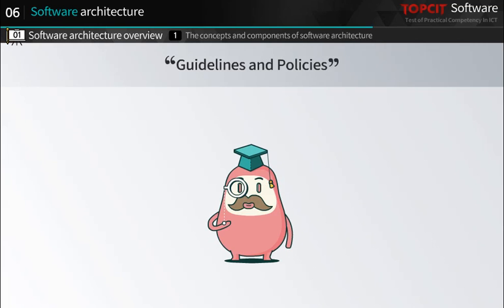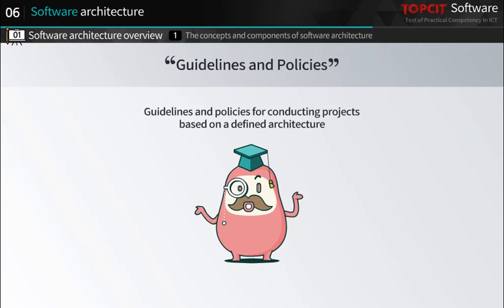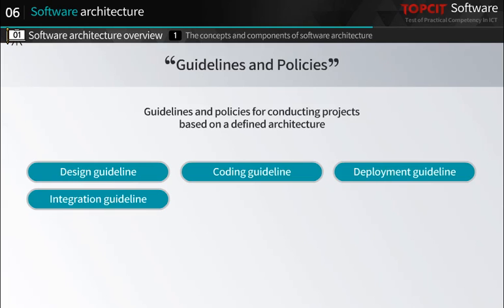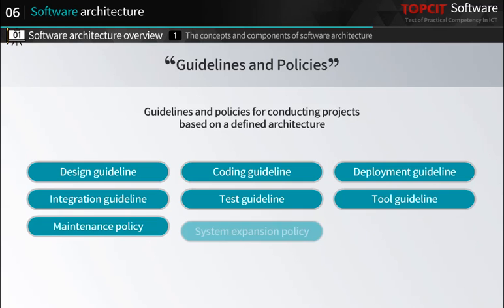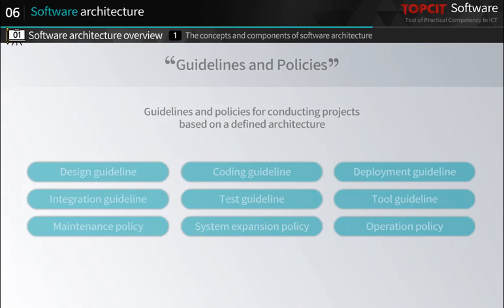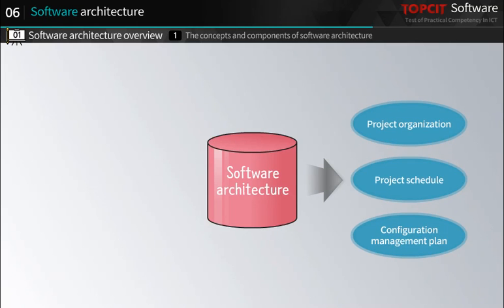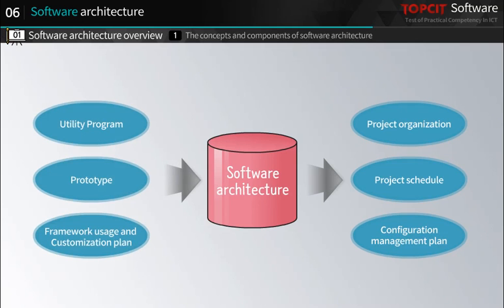Next, guidelines and policies are for determining the software architecture and then conducting the project based on the defined architecture. Architects should describe and make a decision on a comprehensive set of development policies with guidelines and policies for design, coding, deployment, integration, testing, tools, maintenance, system expansion, and system operation. These software architectures relate to the various components of system development. Project organization, project schedules, and configuration management plans are based on software architecture. The utility programs, prototypes, and frameworks affect software architecture design.